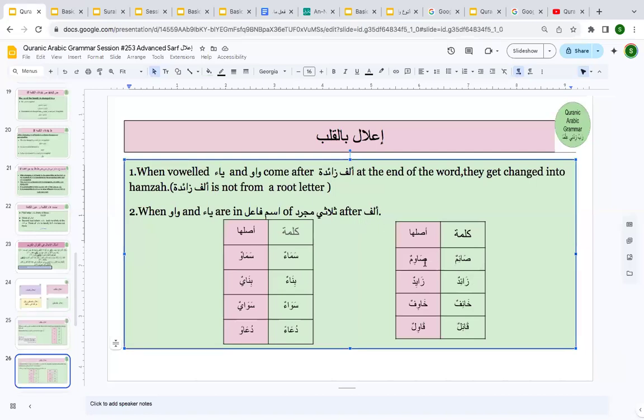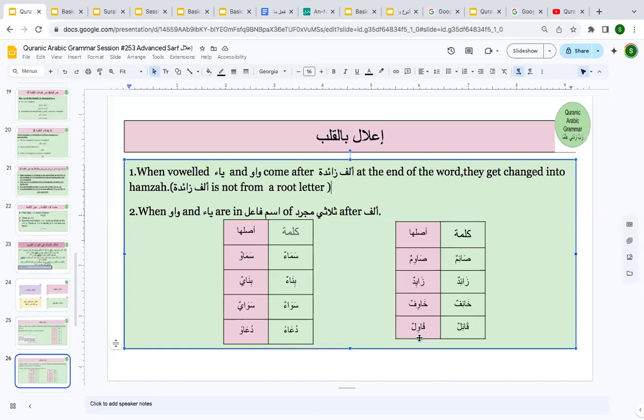Like sa'imun was originally sawimun. Zaidun originally was zayidun. Khaifun, khawifun. Qailun is coming from qawilun, right? And there are two cases that are shown to you in certain conditions, right? With certain conditions, you are seeing alif zaida at the end of the word, you are seeing hamza at the end of the word, and your root letters waw and ya are at the end of the word, right?